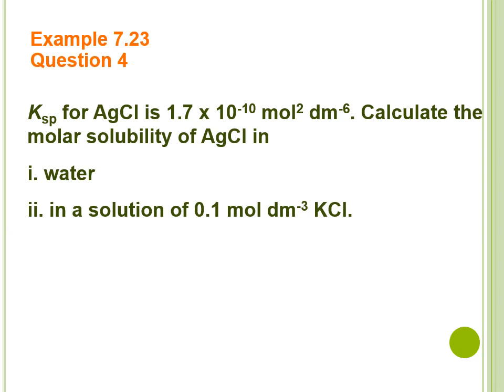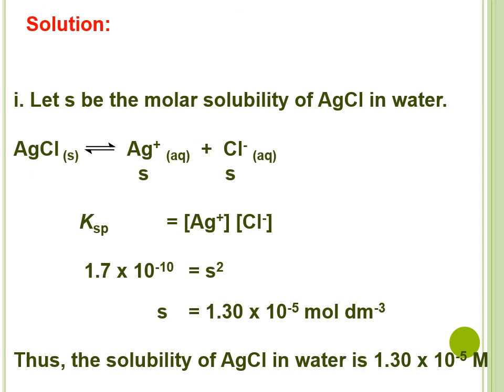Example 7.23, question number 4. KSP for AgCl is 1.7 times 10 to the power of negative 10 molar squared. Calculate the molar solubility of AgCl in water and in a solution of 0.1 molar potassium chloride. Let S be the molar solubility of argentum chloride in water. You can see the simplified ICE table there.